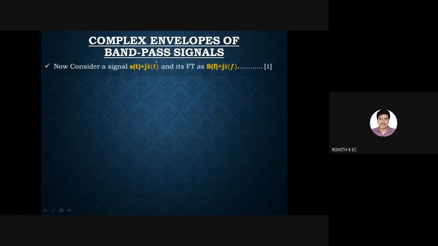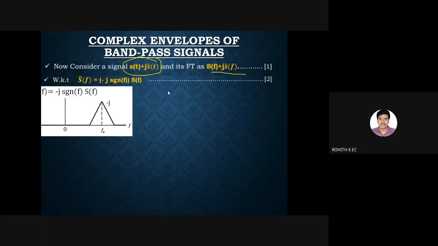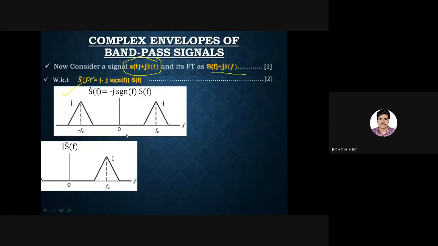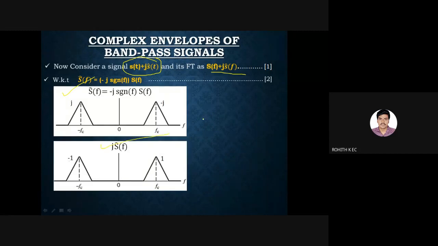Now the complex envelope is given by the equation s(t) plus j into ŝ(t) in the time domain, and this is the equation in the frequency domain. For incorporating that, we take Ŝ(f), and this is the spectrum of j into Ŝ(f). We call this spectrum 2. As per equation 1, we are supposed to add the spectrum of S(f) and the spectrum of j into Ŝ(f). So this is spectrum 2, that is j into Ŝ(f).